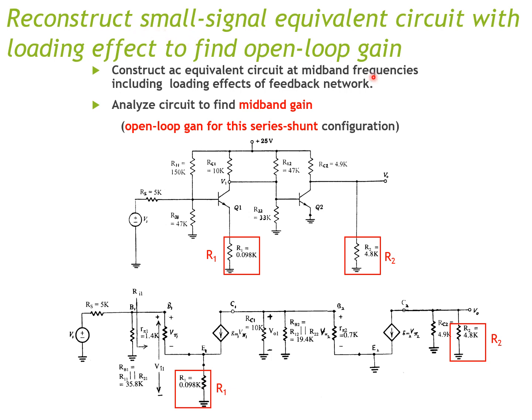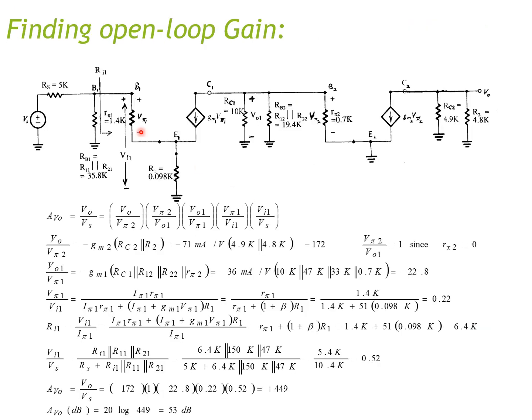Now we need to reconstruct the small signal equivalent circuit with the loading effect to find the open loop gain. First we construct an AC equivalent circuit at mid-band frequency including the loading effect of the feedback network, which is this in here. Then we're going to analyze this circuit to find the mid-band gain, or the open loop gain. So now you have the equivalent circuit. If I want to find the mid-band gain, which is equal to VO over VS, right? So now I'm trying to relate everything together.